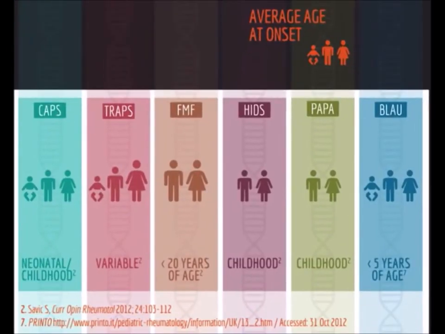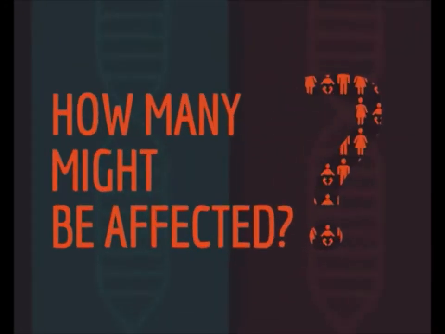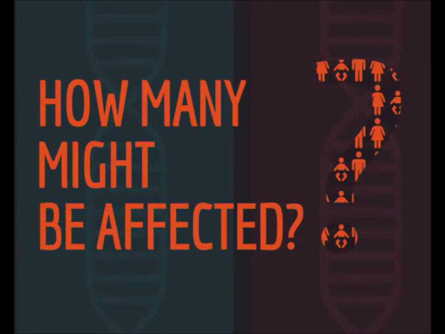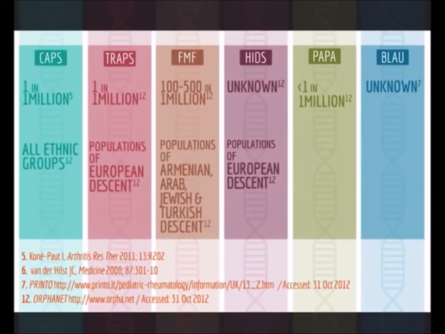The average age of onset for the periodic fever syndromes can vary from infancy and childhood in CAPS to young adulthood in FMF. The prevalence of the diseases can also vary, from 100 to 500 in a million for familial Mediterranean fever to less than 1 in a million in PAPA. The prevalence of HIDS and Blau syndrome are unknown.